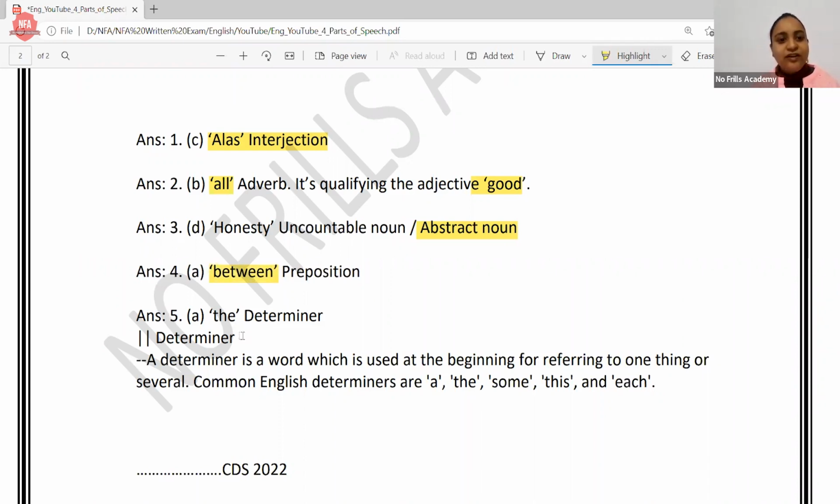Determiner is a new thing. Then what is a determiner? A determiner is a word which is used at the beginning for referring to one thing or several. Common English determiners are a, the, some, this, and each. To refer to something is a determiner.